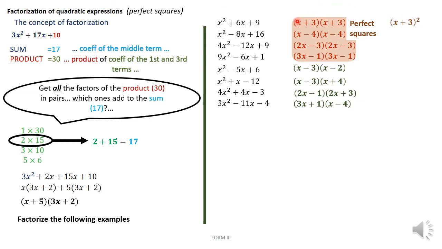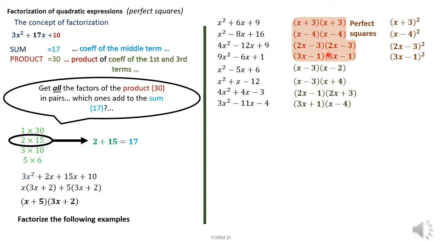I should also say that x plus 3 times itself can be written like this. That means x minus 4 can also be written as x minus 4 squared. That's this second answer, and the third, and also the fourth. Remember, the second half of the questions, there is no way you can write it this particular way. And therefore, I'm just trying to emphasize the concept of perfect squares.